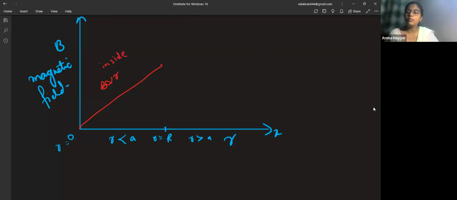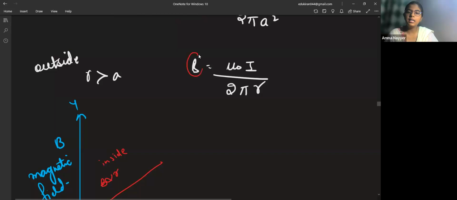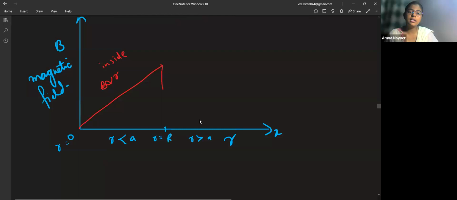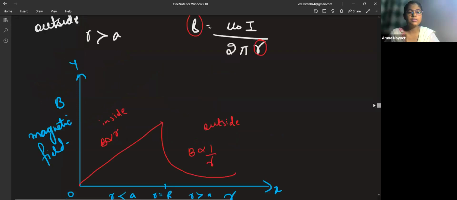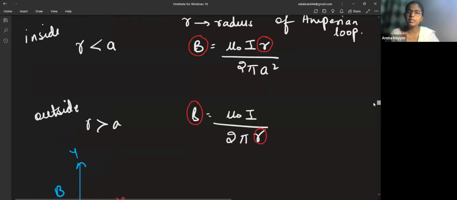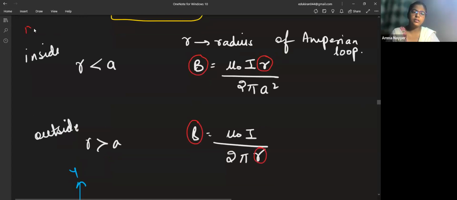Now what about outside? You can look at the formula. B is inversely proportional to R. So if it is inversely proportional to R, this will be a hyperbola graph. This is outside. So this graph can also come. This is in relation with the previous question. All right, that completes Ampere circuital law, but make this a note point and plot this graph as well. And try to remember these two formulas, for inside and outside.